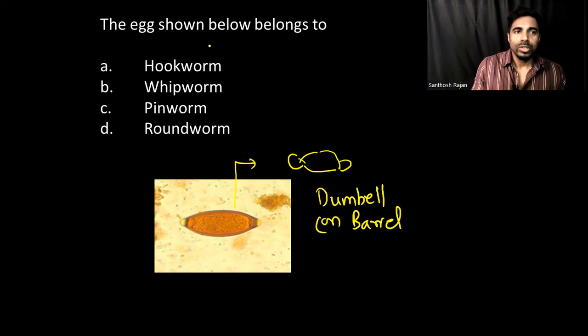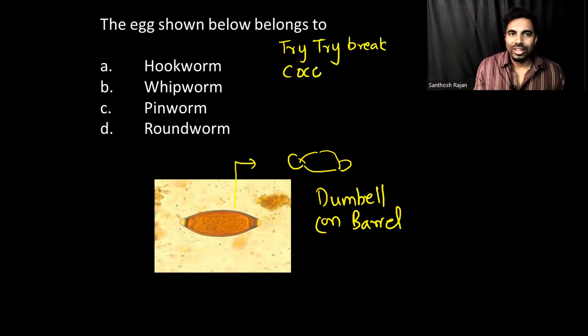Very, very easy. I will tell you how to remember this egg. Try to break the coconut. Coconut is very hard. So try to break the coconut with a whip. Whipworm, okay? Whip or a dumbbell.